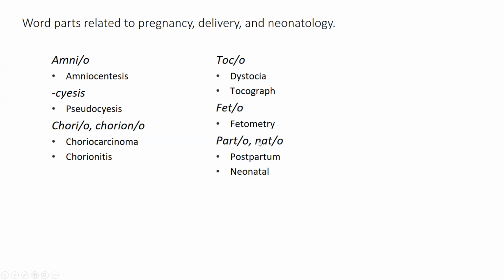Parto and nato refer to giving birth. Parturition is the act of giving birth. Parto is specific to the mother, and nato is specific to the fetus/infant. So when you see a word like postpartum, that's referring to the mother after birth. Neonatal is referring to the infant just after birth, when it's newly born. So they both mean birth, but prepartum and postpartum is always in reference to the mother, and prenatal and postnatal is always in reference to the fetus/infant.